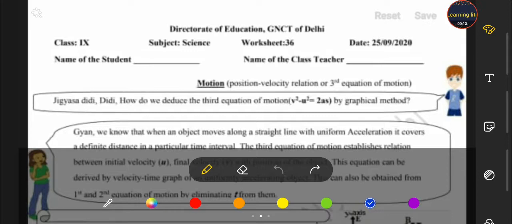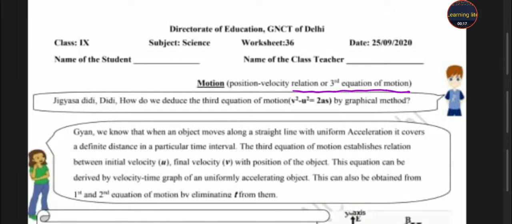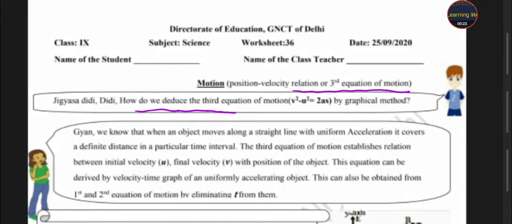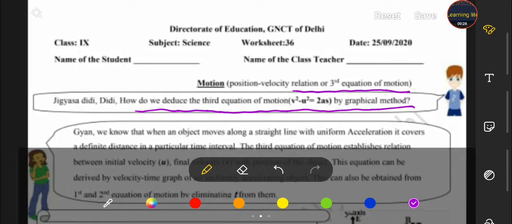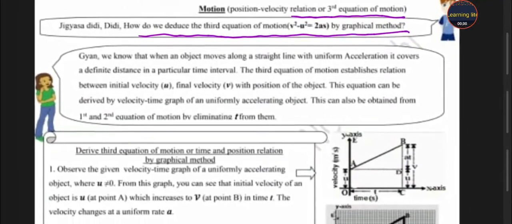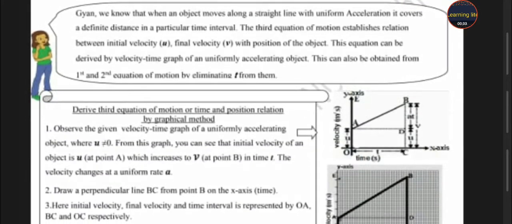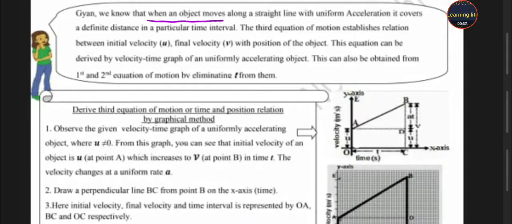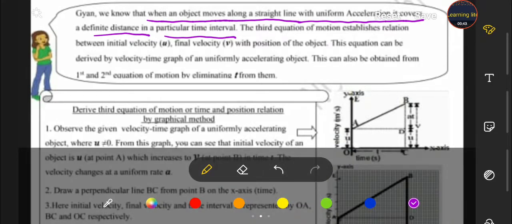Students, today we will discuss the third equation of motion by the graphical method. Gyan asked, Jigyasa Di, how do we deduce the third equation of motion, v square minus u square equals 2as, by the graphical method? So students, let's learn how we relate it with the graph. Gyan, we know whenever any object moves along a straight line with a uniform acceleration, it covers a definite distance in a particular time interval.